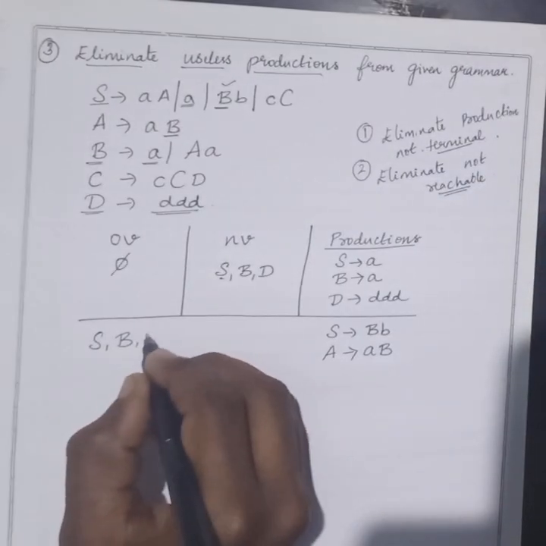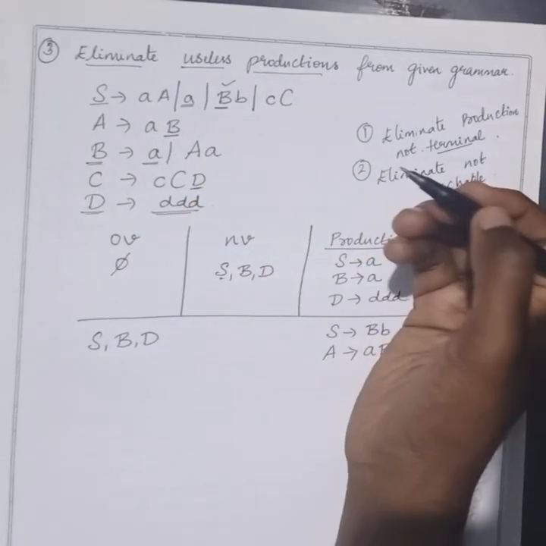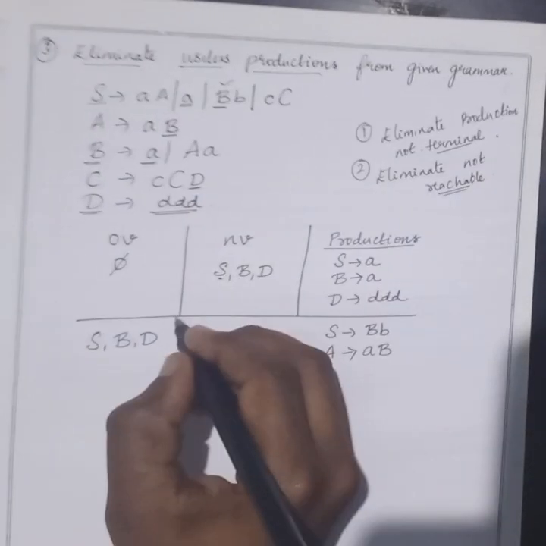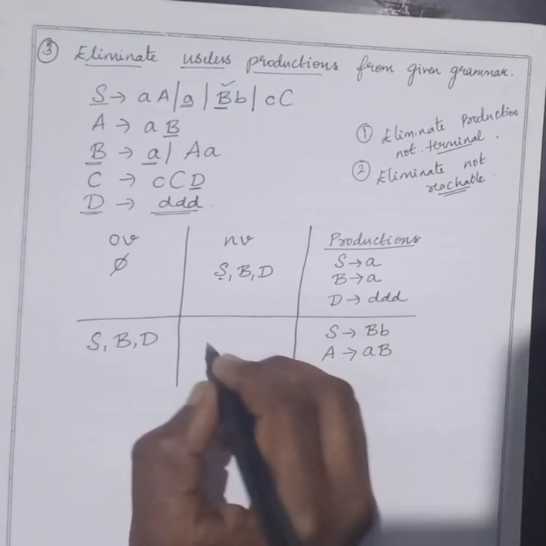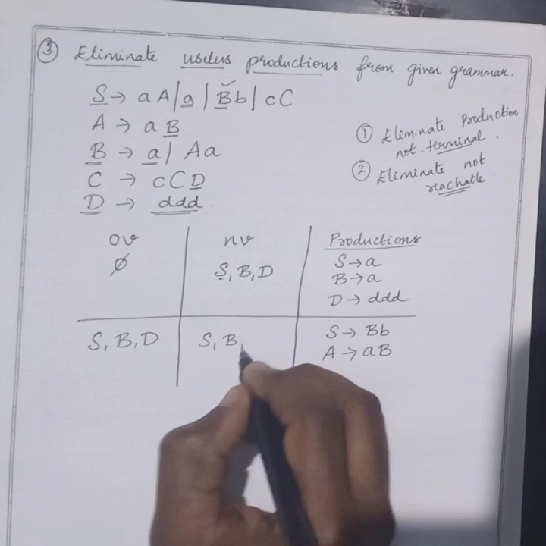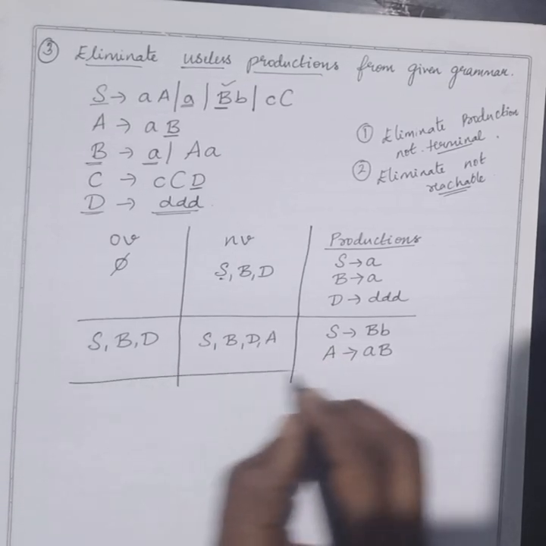Then go and check for D. D is occurring here, so I can't substitute and make it terminal. So there is no new variable, and S, B, D is done. Now what happened? Already we have S, B, D, so we'll include A also into our list.